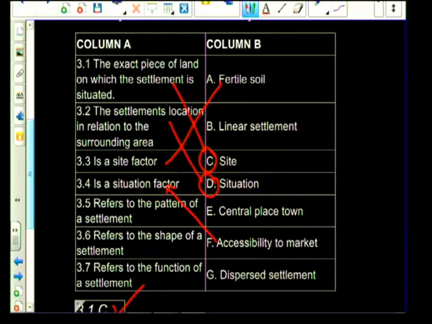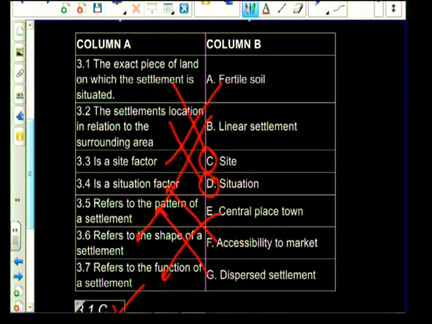Refers to the pattern of a settlement. Pattern refers to dispersed or nucleated, and that's that. You understand? Refers to the shape of a settlement, whether it's round, whether it's linear, whether it's T-shaped, and obviously that is that. Refers to the function of a settlement. Obviously that answer will be there. It's a central place town.